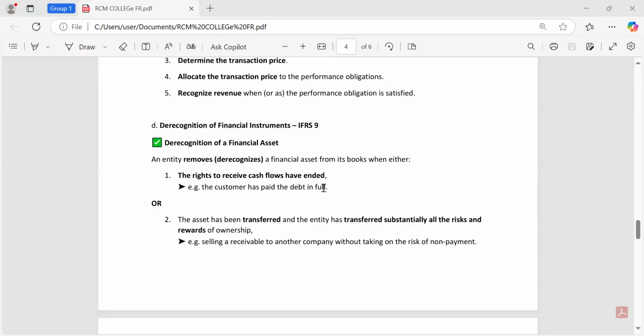Or if you transfer this particular asset to another person, if you sell. Or number two, the asset has been transferred and the entity has transferred substantially all the risks and rewards of ownership, e.g. selling a receivable to another company without taking on the risk of non-payment. Doing in this case what we call a non-recourse factoring.